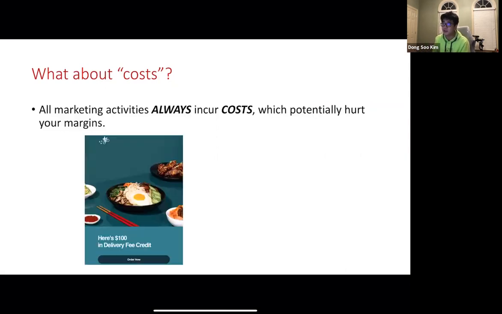Let's see the Postmates example again. For each customer who received this offer, Postmates spent up to $100 on extra cost. This is a kind of investment. The amount of revenue increase expected from this investment, that is ROI, return on investment, is the key to decision making. If the expected revenue increment is not greater than the investment, it would be better to lower the amount of credit or just do nothing rather than run this campaign.